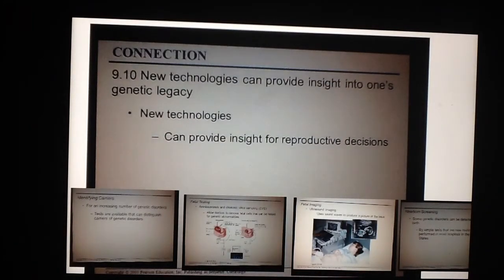If we're talking about carriers and passing on genetic traits, what's happening is that with the invention of new technologies, we're able to look at our genetic legacy, or look at our genes, before we pass them on. And so we can make reproductive decisions based on, are we a carrier?